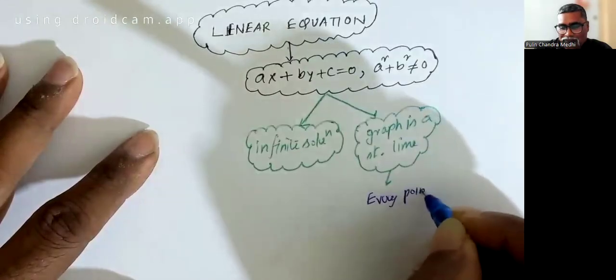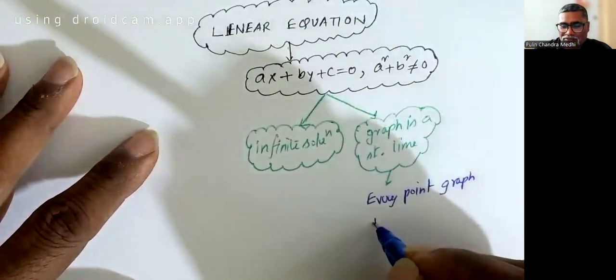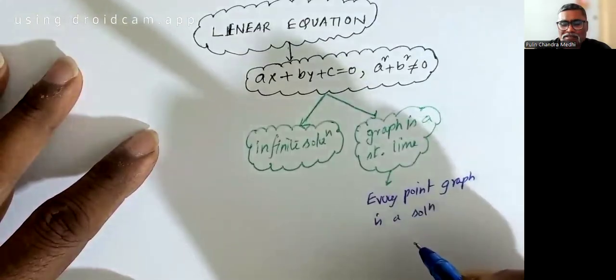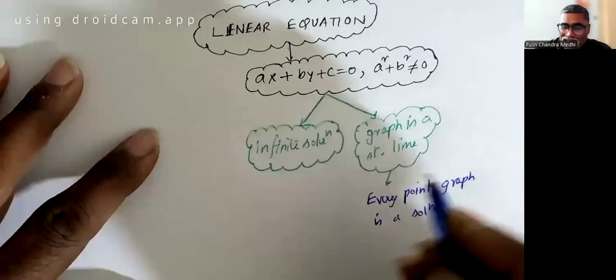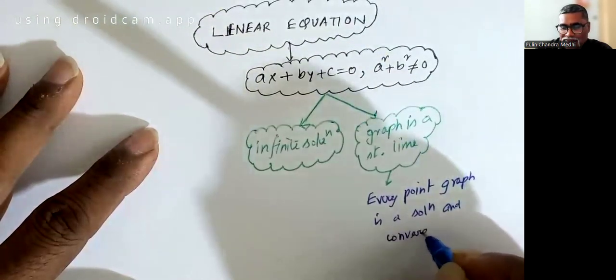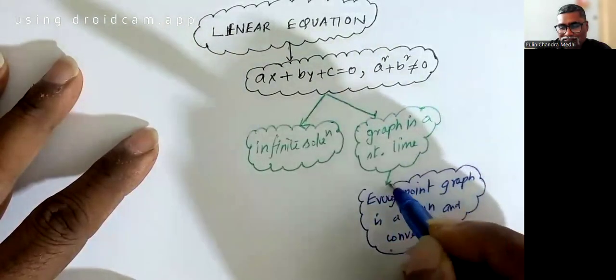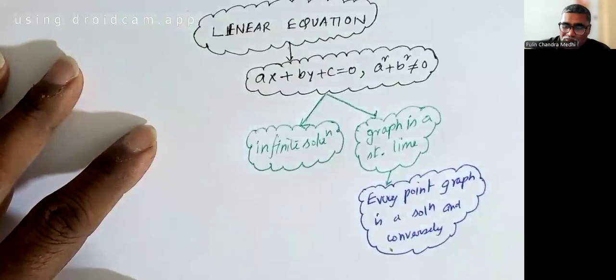Every point on the graph is a solution, right? That means if you draw the graph, every point on the graph is a solution of the linear equation. And conversely, what do you mean by conversely? That is in the reverse direction also. That means if you take a solution, that will always be a point on the graph. This is what we got from our last class, that is class 9.